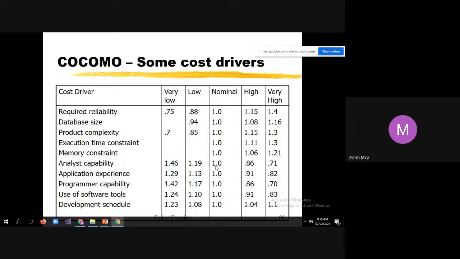Then there is one more thing, that is the adjusting factor. Some 15 parameters will be there. These are sample 10 parameters which are shown like this. A total of 15 factors will be there, so you take the product of all the 15 factors while calculating the cost.